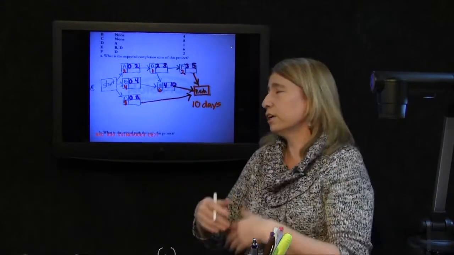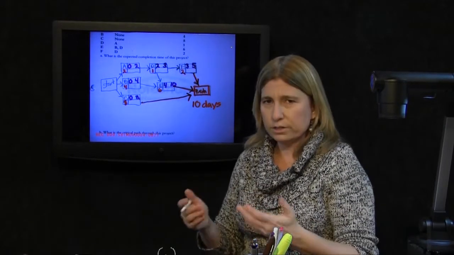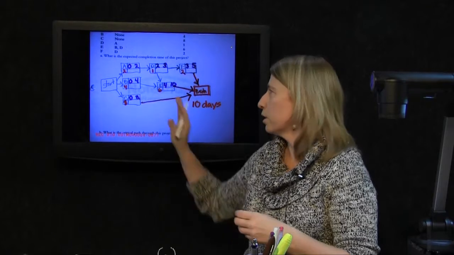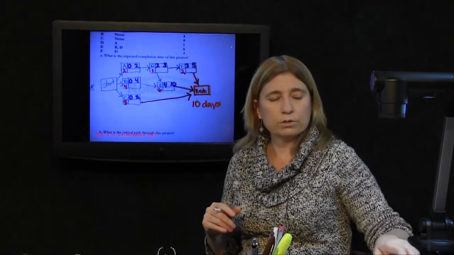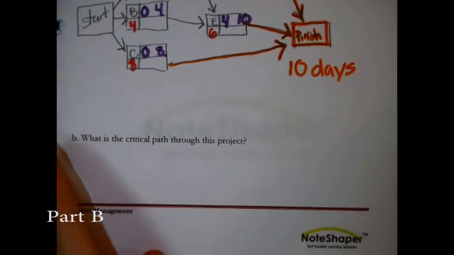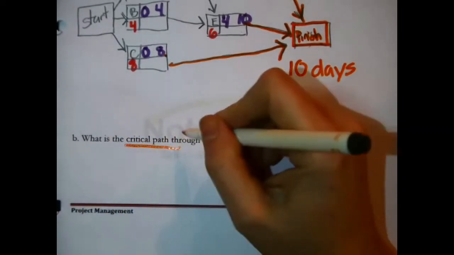So that's actually the answer to the first part of the scenario. That's the completion time of the project. This, right, if it all stays on time, should get done in 10 days. Now, notice there's another question based on this. The other question says, what is the critical path through this project?